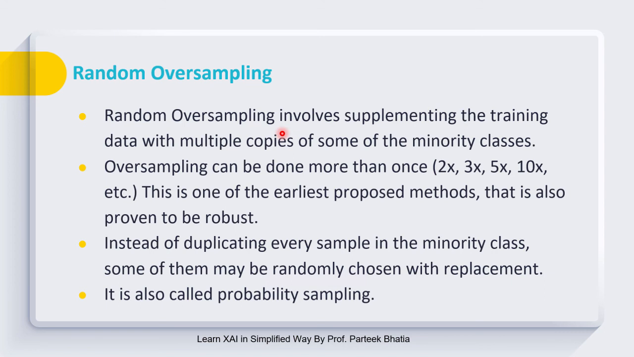Random oversampling involves supplementing the training dataset with multiple copies of some of the minority class. Oversampling can be done more than once. For example, we can do it 2 times, 3 times, 5 times or 10 times. This is one of the earlier proposed methods to balance the dataset. As discussed, instead of duplicating every sample in the minority class, some of them may be randomly chosen with replacement. And this is also called probability sampling.